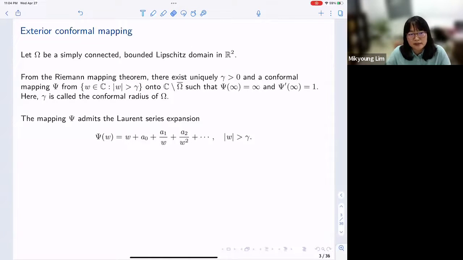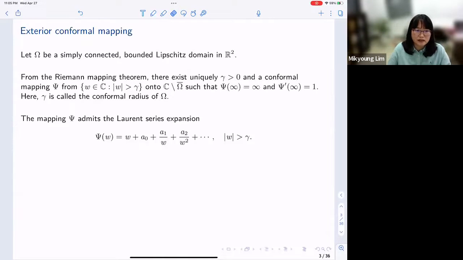And omega is assumed to be a simply connected bounded Lipschitz domain in R2. And from the Riemann mapping theorem, there exists a unique positive number gamma and a conformal mapping psi defined on the exterior of omega, such that it sends infinity to infinity and psi prime at infinity equals 1. And gamma is called the conformal radius of omega.